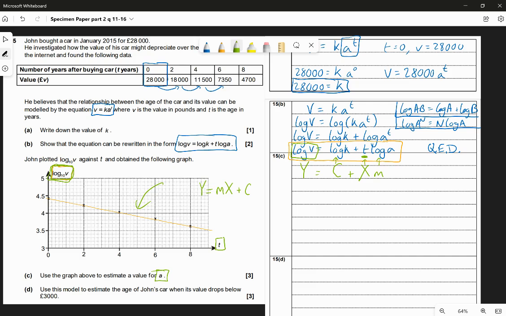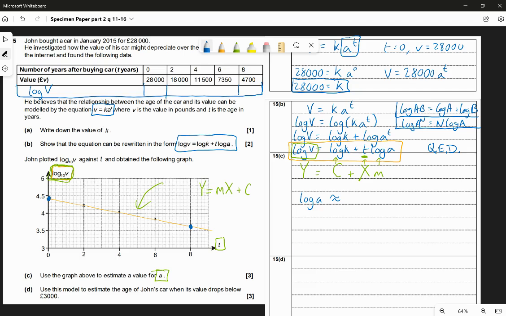Firstly, that gives me the value of log a, and then I can use that to find the value of a. Okay, so log a is the gradient of that graph. So log a is approximately the change in y over the change in x of that graph. Now, for the change in y, I'm going to take the two furthest apart points, when x is 0 and when x is 8. In order to find the change in y and the change in x, I need the y coordinate, which is log v, for when x is 0 and when x is 8.